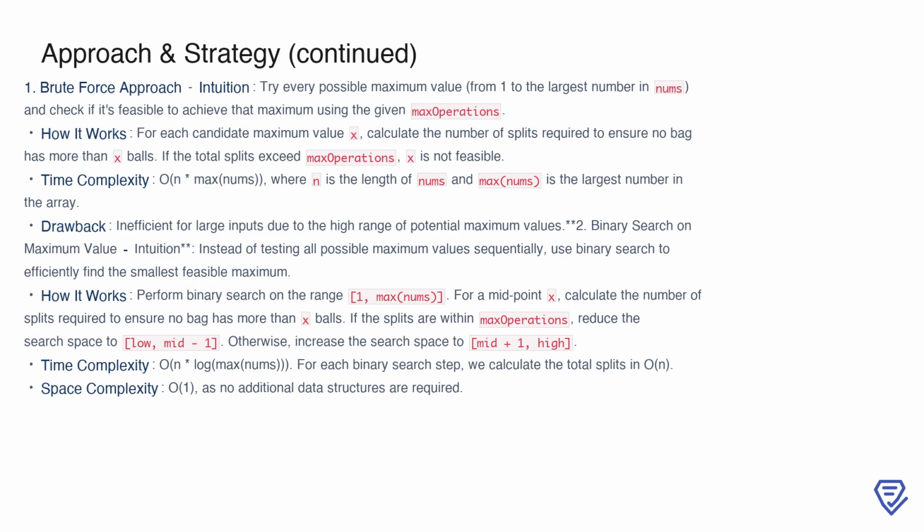A more efficient alternative is binary search on the maximum value. Instead of testing each value sequentially, we use binary search to narrow down the feasible range more quickly. By focusing on the midpoint of the current range, we determine whether it is feasible based on the number of splits required. If it is, we adjust the range to search for smaller values. If not, we look at larger values. This approach reduces the number of potential candidates logarithmically, significantly improving efficiency.